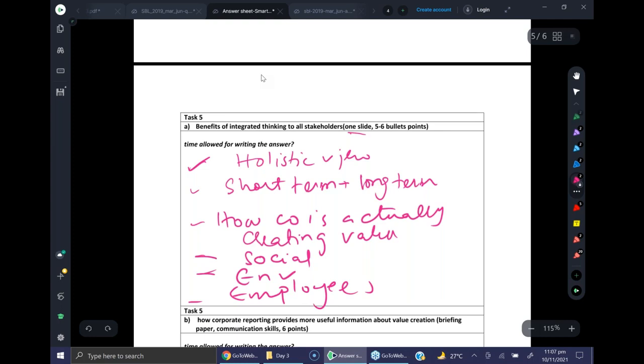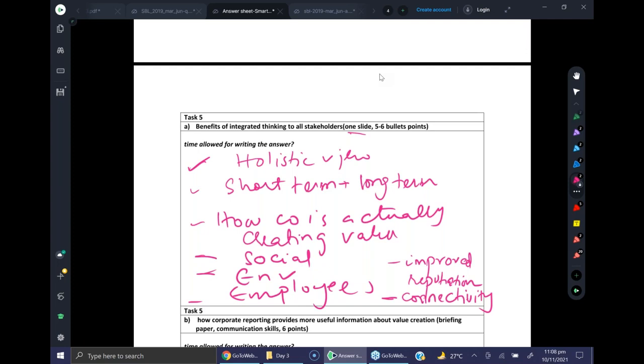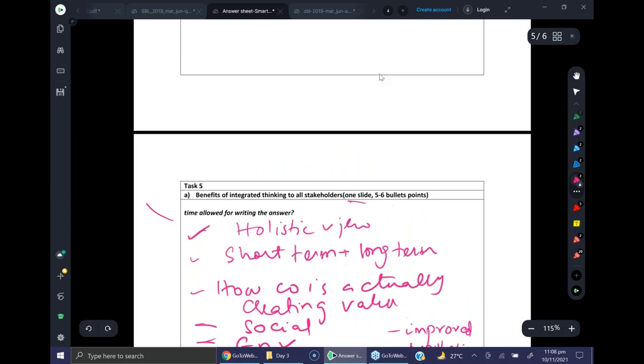Then overall, when there is integrated thinking, do you think it will bring improved reputation benefits in the eyes of investors and government and all relevant stakeholders? You will be better able to connect with stakeholders. Yeah, so the stakeholders will feel more connected with the company. And integrated thinking can lead to sustainable competitive advantage also, because all non-financial aspects are also considered in integrated thinking and not just short-term profitability. Yeah, so these are some of the benefits.